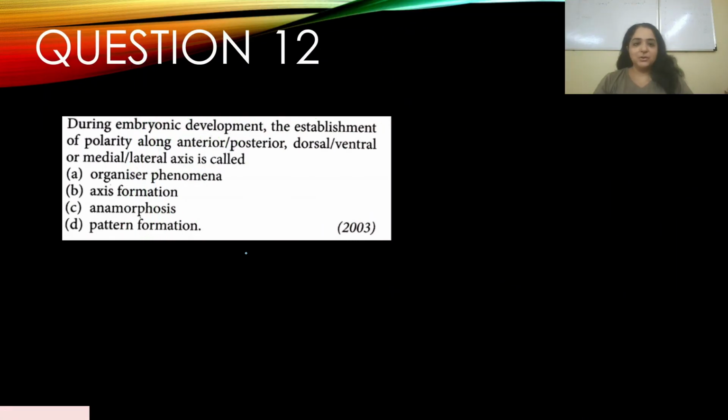Okay, so question number 12. During embryonic development, the establishment of polarity along the anterior, posterior, dorsal, ventral or medial lateral axis is called, this appeared in 2003: A. Organizer phenomena, B. Axis formation, C. Anamorphosis, and D. Pattern formation. So the establishment of polarity, that is the dorsal, the ventral, the left and right, the front and back, is called organizer phenomena. You will come across this when you study gastrulation. Okay, so the answer is A.